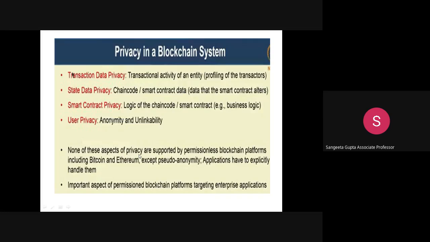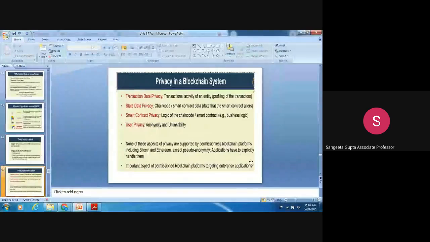An important aspect is the permissioned blockchain platform, targeting enterprise applications. If you're using Hyperledger, then yes, you can ensure security for a good number of applications. But if you want a higher level of security, then you have to convert into a production environment where you have to pay for the services that you are using. So these are the various things that I wanted to discuss today.